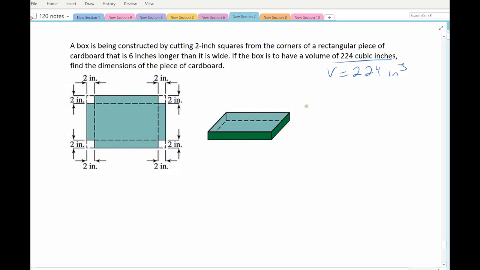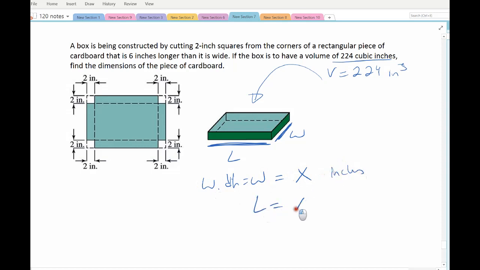And so what I'm going to do is, again, I want the volume of this box. I'm going to call the longer side the length, and the shorter side the width. I know the length is 6 inches longer, even when I make my cuts, because I'm making the same cuts. When I cut it and make the box, the length is still going to be 6 inches bigger than the width, even after I make my cuts. And so I'm going to let the width be the smaller amount, which I'm going to let be x in inches. The length then is 6 inches longer, so x plus 6.